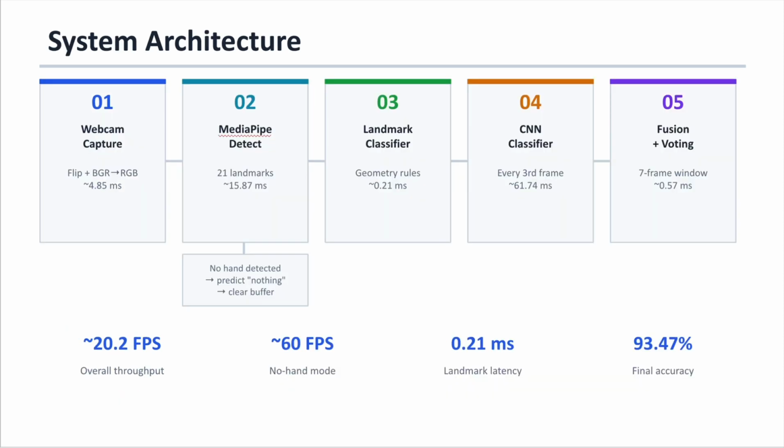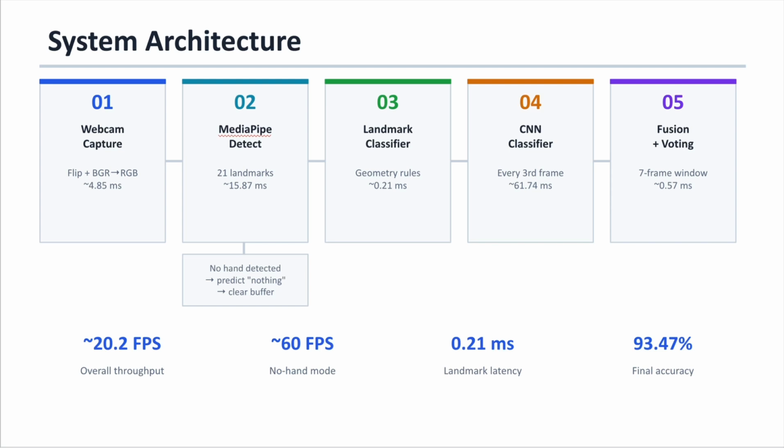Our pipeline has 5 stages. First, the webcam frame is captured, flipped for a mirror effect, and color converted, about 5 milliseconds. Second, MediaPipe detects the hand and extracts 21 joint landmarks, 16 milliseconds. Third, a fast geometric landmark classifier analyzes those landmarks and predicts the letter, just 0.21 milliseconds. Fourth, every third frame, a full CNN classifier also runs on the raw image, 62 milliseconds.